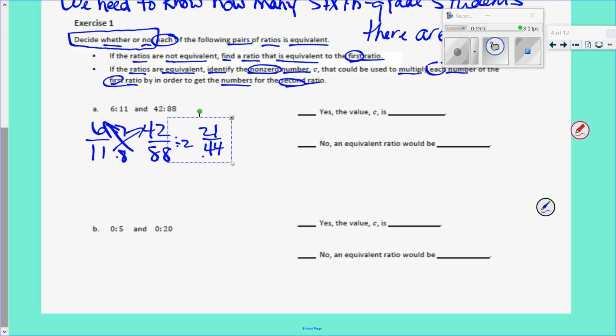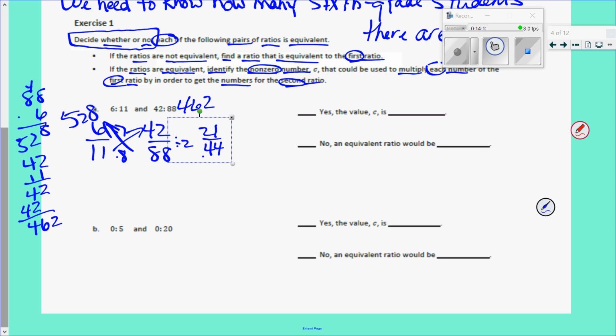So if I cross multiply, these numbers aren't that bad. 88 times 6, 48, 528. Remember to write it on the side that you did it towards. And then 42 times 11 gives me 462. Are those the same numbers? No. 528, 462? No. So they're not equivalent. I didn't get the same result when I cross multiplied.